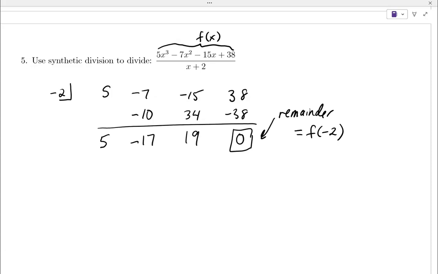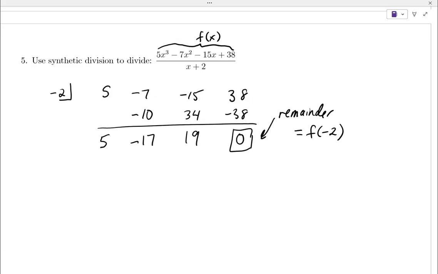So the synthetic division is a little bit faster. Notice that was pretty quick for us to do the f of that number, right? All we had to do is multiply and add, rather than having to do those powers. The other thing is these numbers are the coefficients on your quotient.